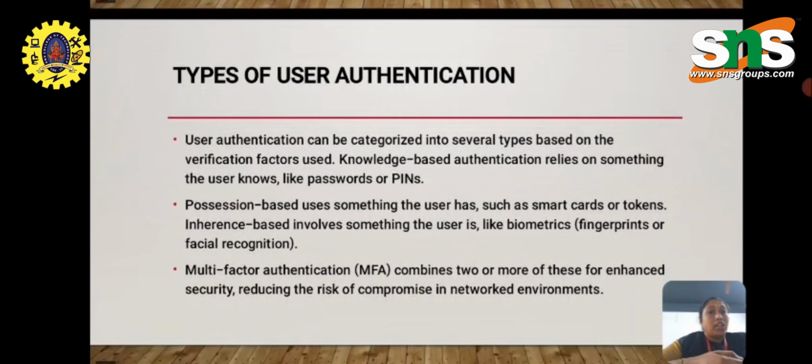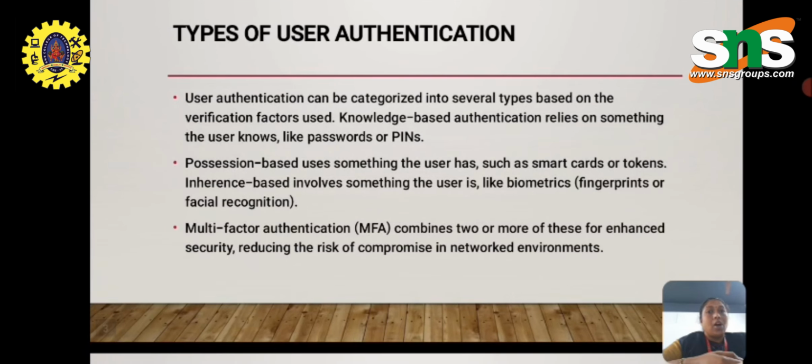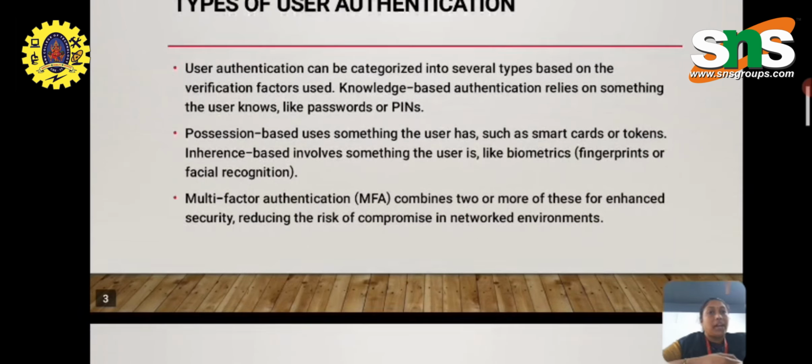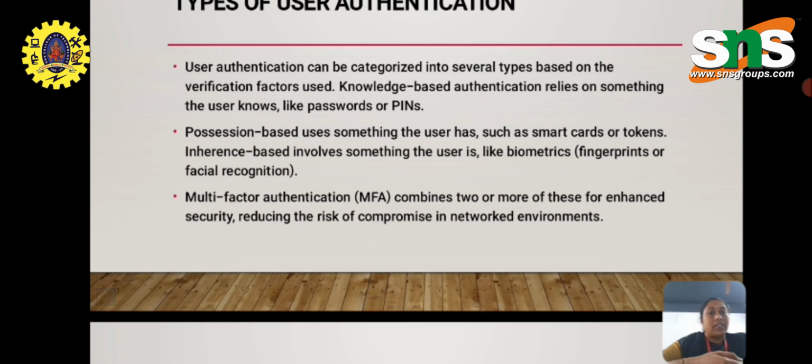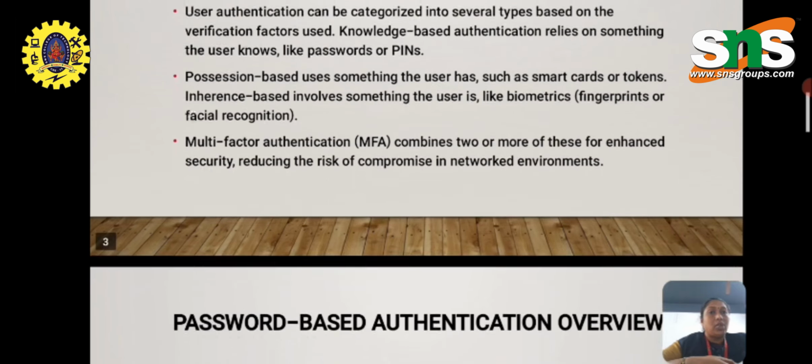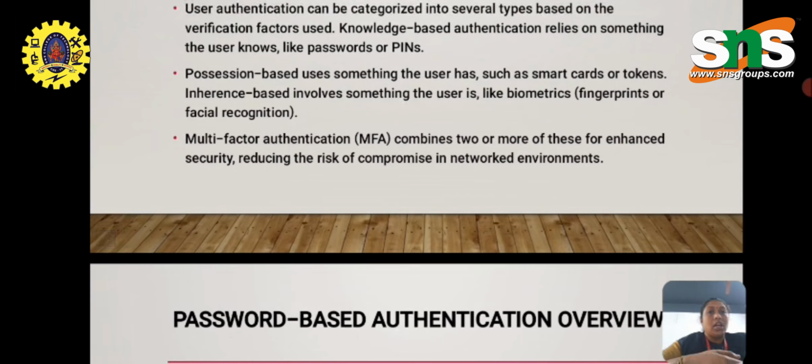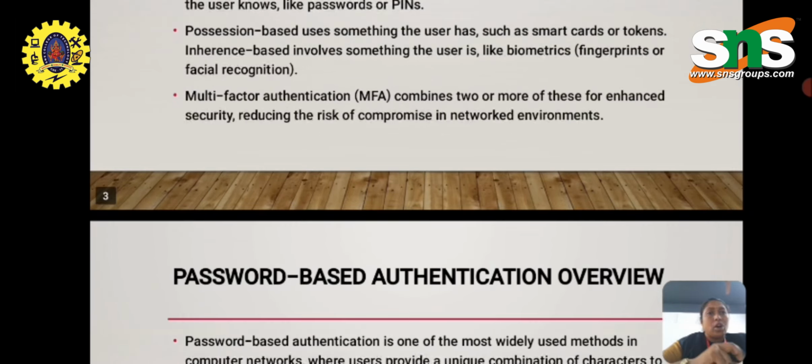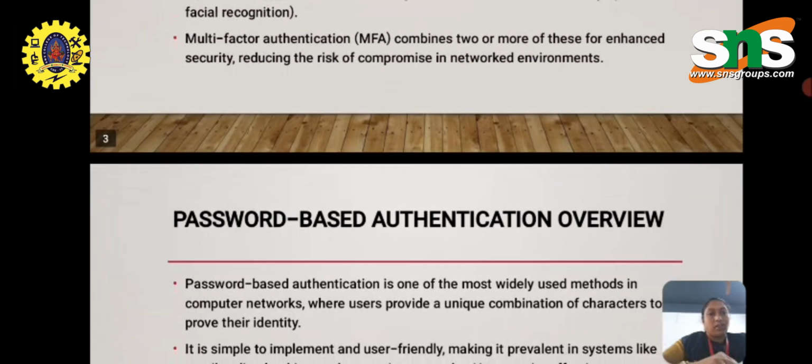User authentication is categorized into several types based on the verification factors used. One is knowledge-based, another is possession-based, another is inherence-based, and another is multi-factor authentication. Knowledge-based authentication relies on something the user knows, like passwords or PINs. Possession-based uses something the user has, such as smart cards or tokens. Inherence-based involves something the user is, like biometric fingerprints or facial recognition. Multi-factor authentication combines two or more of these for enhanced security, reducing the risk of compromise in network environments.